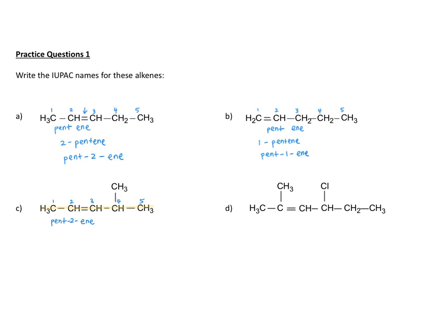Now let's also write the name of the substituent. So this is a methyl substituent, and it is located on carbon number 4. So this would be 4-methyl. So joining the words together, we have 4-methylpent-2-ene.